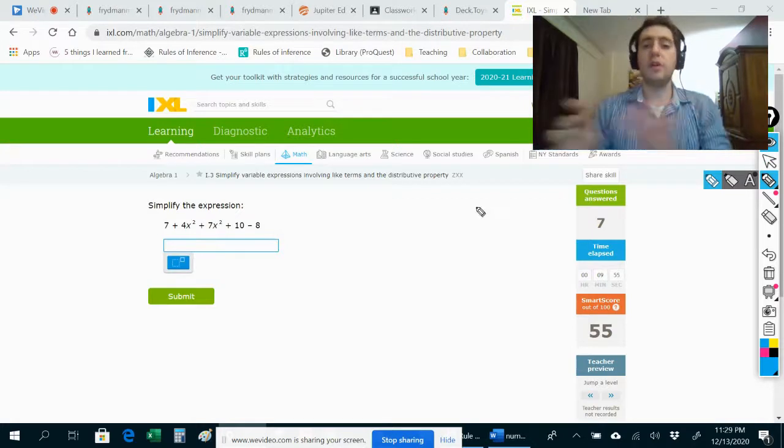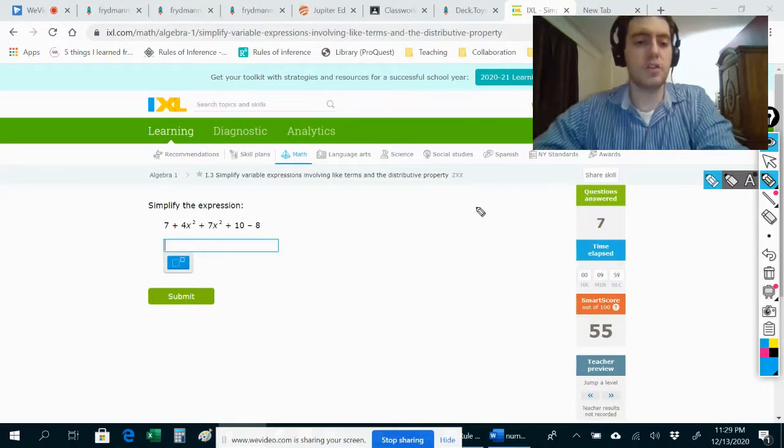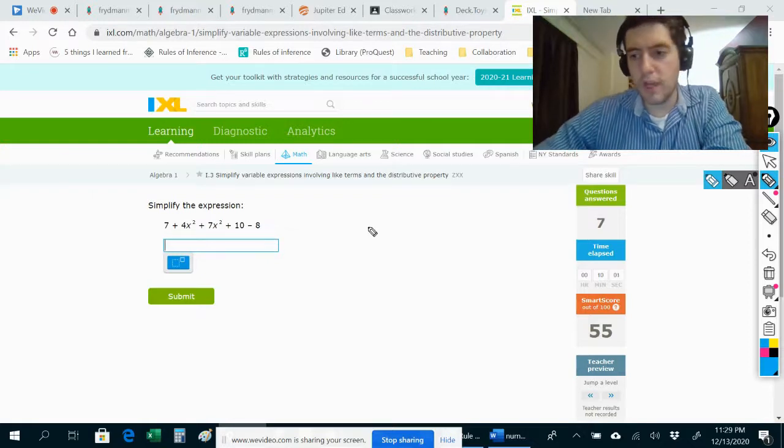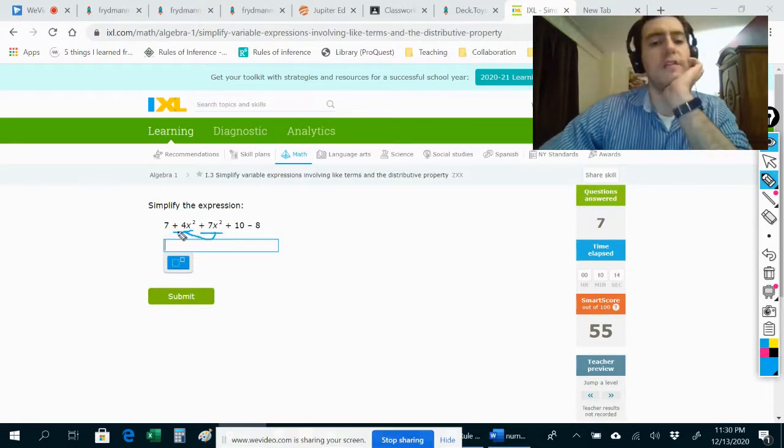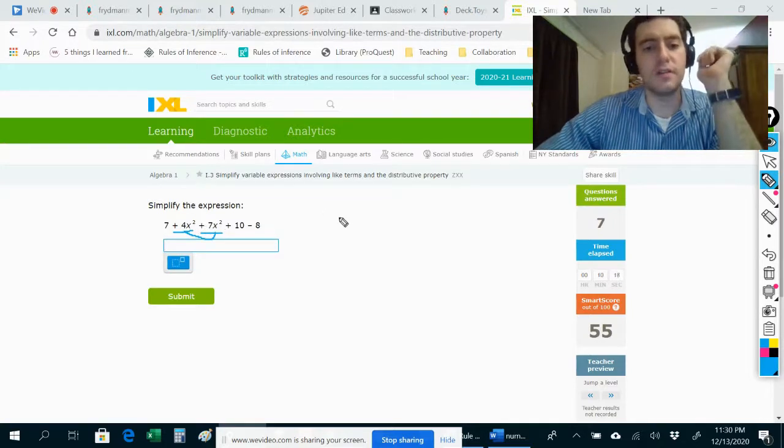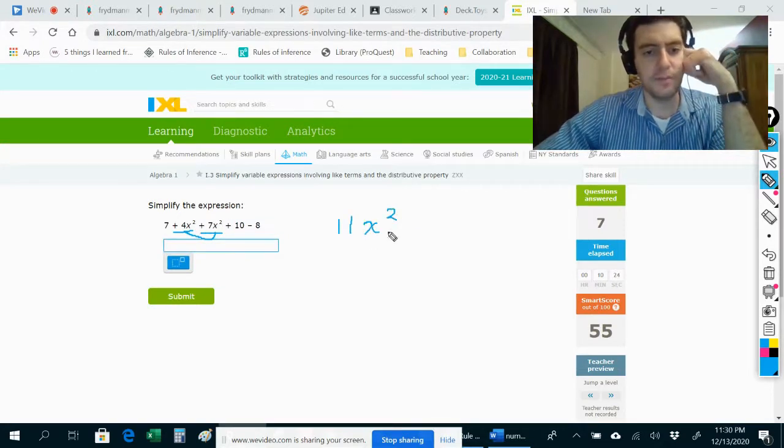Nothing to distribute here. I don't see any parentheses here. There's nothing for me to multiply, nothing to distribute. So what I have to do is think of which terms I can combine. So what has the same variables and the same exponents? This and this both have x to the second power. All right, so now I have positive 4 plus 7, which is 11. So I have 11, and then we'll just keep that x to the second power there.